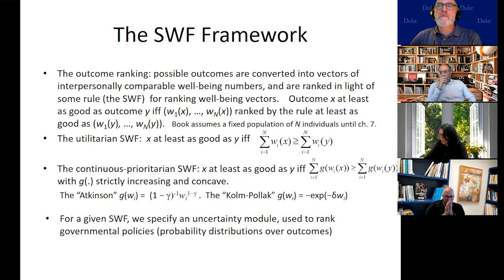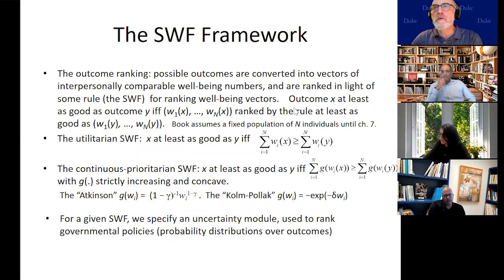How does the framework work? Framed most generally, it converts outcomes. And again, we should think of these as social outcomes. This is a framework for a social planner, a governmental decision maker. It takes the possible outcomes of policy choice and converts each of those into a well-being vector. That is a list of well-being numbers.